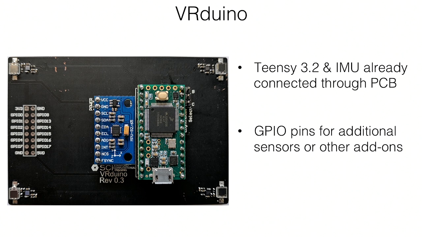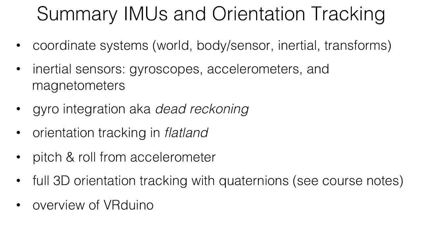These are connected through the PCB underneath. It's a very simple 2-layer PCB, and we have a couple of additional GPIO pins on the left. So that's pretty much it for orientation tracking.